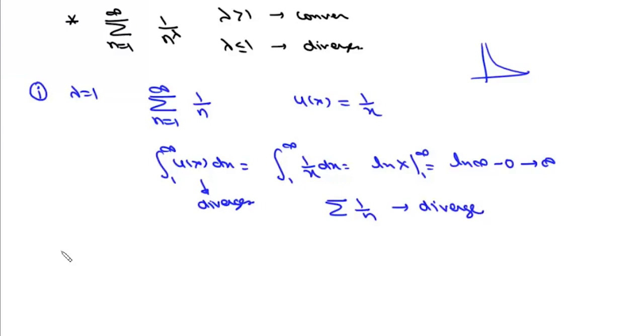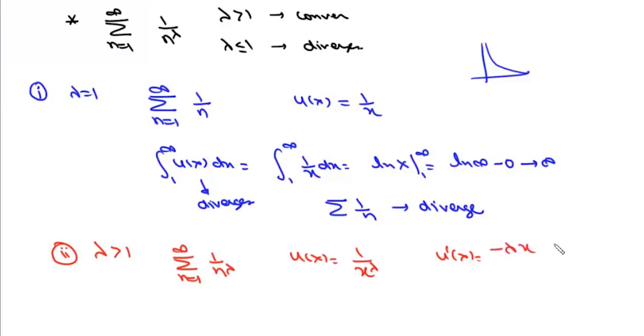diverge. Now if we take the second case, when lambda is greater than 1, then we can write this as the summation n varies from 1 to infinite 1 by n to the power lambda. Now here u(x) will be 1 upon x to the power lambda. Now u dash x will be minus lambda x to the power minus lambda minus 1. It is less than 0. That means this function is non-negative, decreasing and integrable.